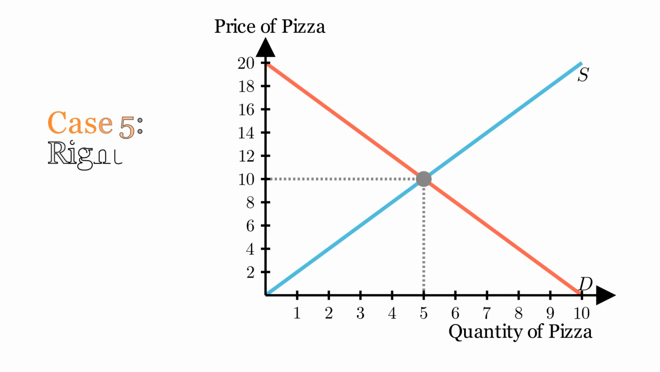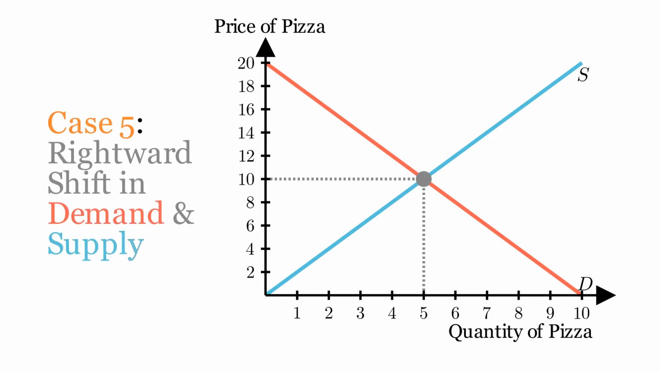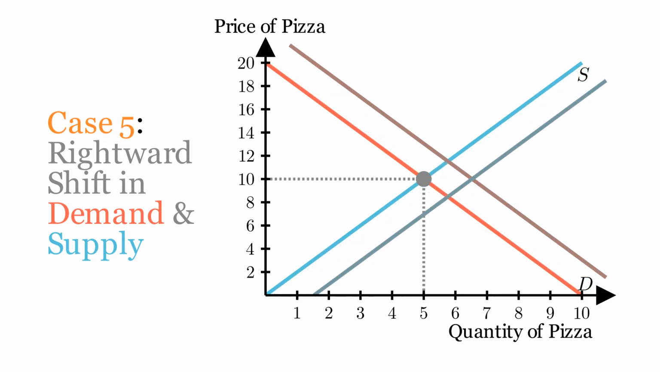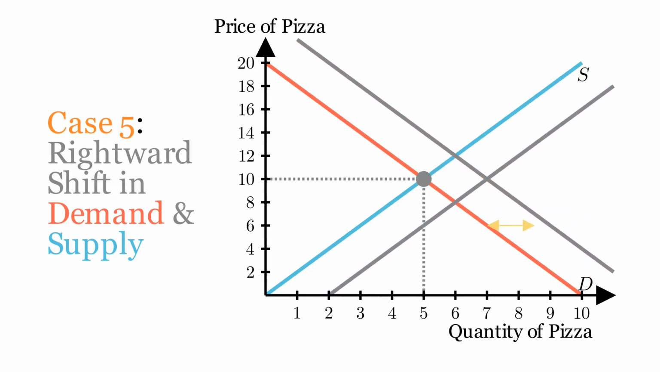Case 5. Rightward shift in demand and supply. If both the demand and supply curves shift rightward and the distance of both shifts is equal, the equilibrium moves to a different point on the graph. In this case, there will be no change in price. In other words, the new price will be equal to the initial equilibrium price. However, equilibrium quantity will increase. This is our new equilibrium point. The new price is equal to the old equilibrium price, which is 10, but quantity increases from 5 to 7.